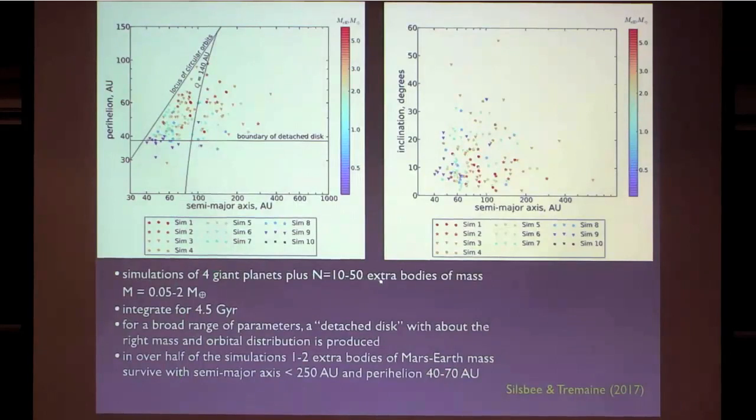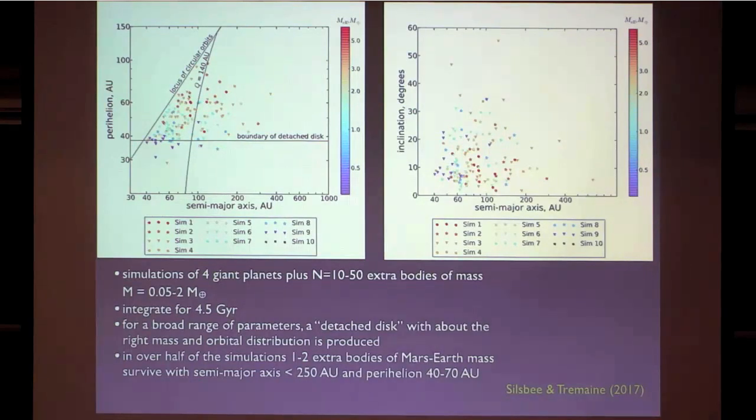You'd simply lay down the giant planets plus a set of extra bodies of a range of masses and just integrate the orbits for 4.5 billion years. These are the samples of the surviving bodies. You can see the semi-major axis of the survivors are somewhere between 50 and a couple of hundred astronomical units, perihelion between 40 and 100 astronomical units, inclinations of maybe 20 plus or minus 10 degrees.